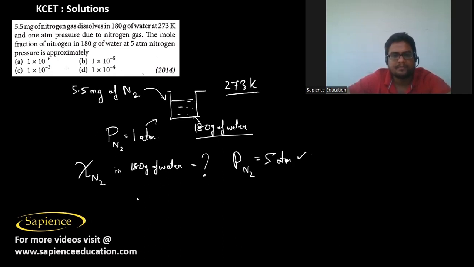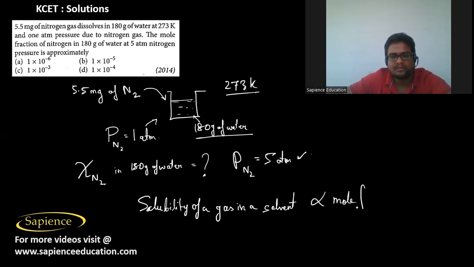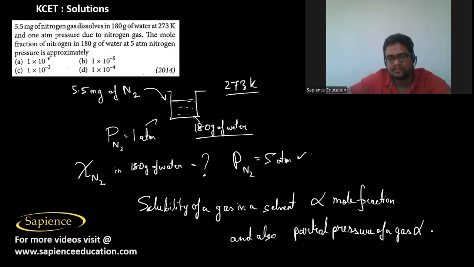So now we know that the solubility of a gas in a given solvent is proportional to the mole fraction of that gas, and also the partial pressure of any gas is proportional to the mole fraction of that gas.